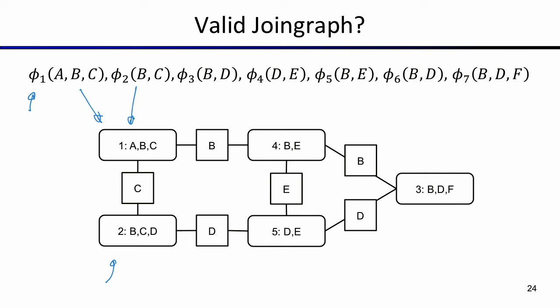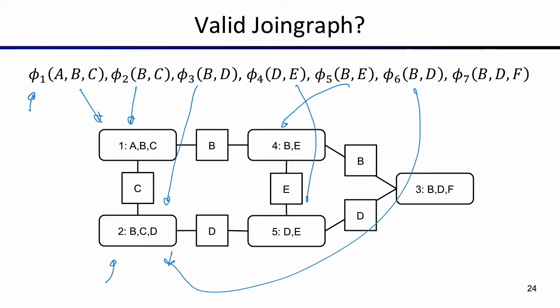BD, we can put it here. We have DE, we can put it here. We have BE, we can put it here. We have BD again, we can put it over there. And we have BDF that can only go here. So, okay, we have a space for everyone, so we are fine.